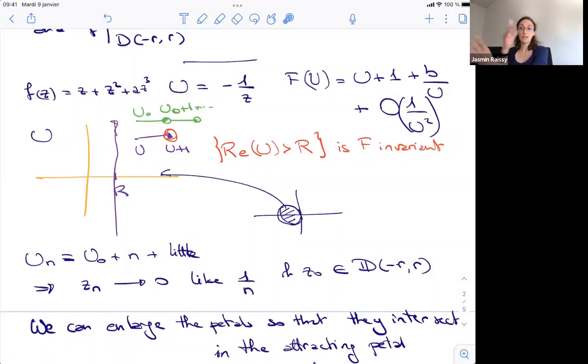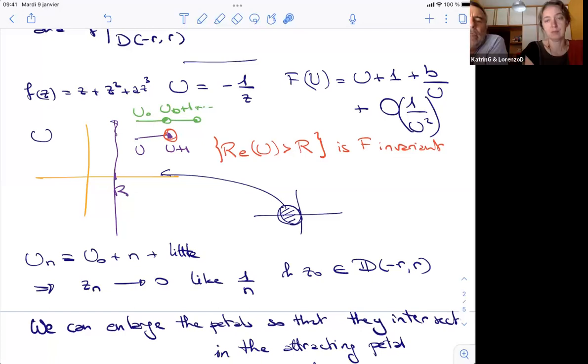You take a big R so that this part is very small with respect to U plus one. Essentially, you want this part to be less than 1/2, so that you're able to prove that the real part of U plus one plus this stuff is bigger than the real part of U plus 1/2, which is going to stay inside this domain. And then you go back.